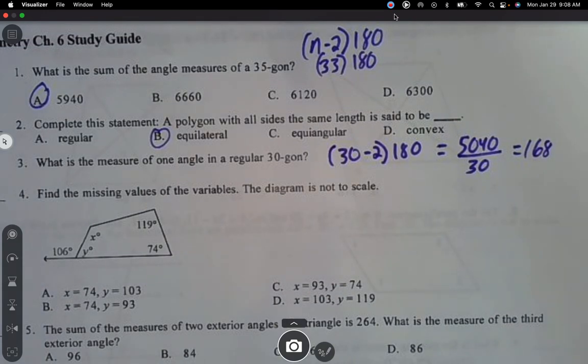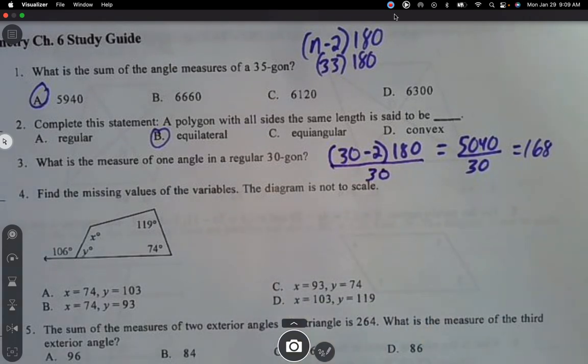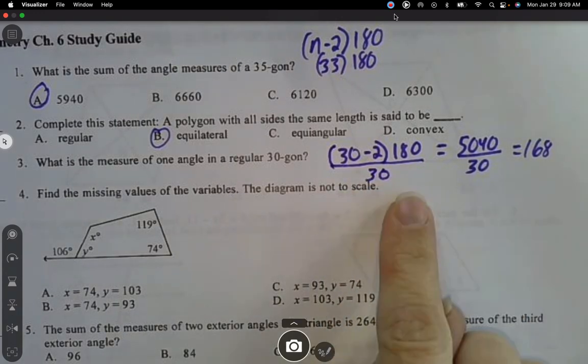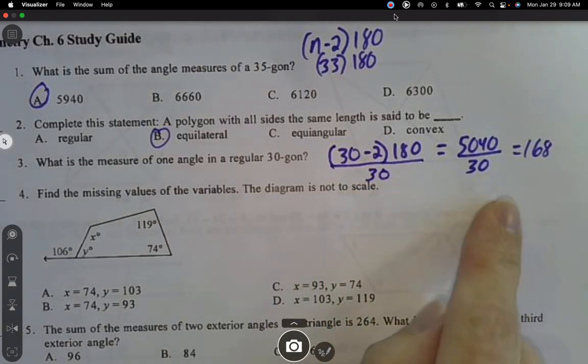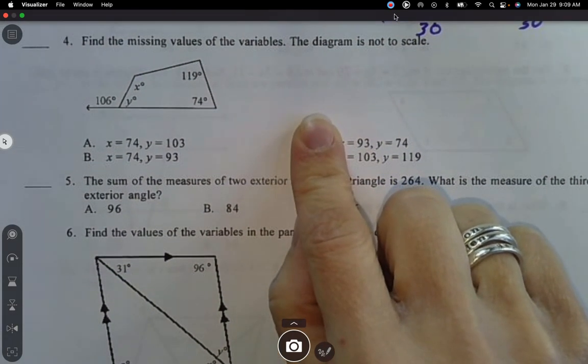Y'all, if it has 30 angles, then I need to divide it by 30. I did 30 minus 2 times 180 over 2, well, it doesn't have just 2 angles. It should have 30 angles. If you need to find each of the 30 angles, then you divide by 30. Does that kind of make sense? It's the formula. Did everybody get this one? Yeah? Okay.